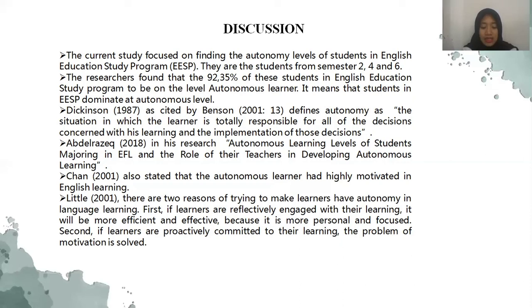Based on Holec 1987, as cited by Benson in 2001, page 413, he defined autonomy as the situation in which the learner is responsible for all of the decisions concerned with his learning and the implementation of those decisions. The theory above relates to the result of research conducted by researchers on ESP students, where the result is that some students are at an autonomous level. That means students have full responsibility in their learning and implementing their learning in the process. And also, ESP students have fulfilled their responsibility as students to be active students.